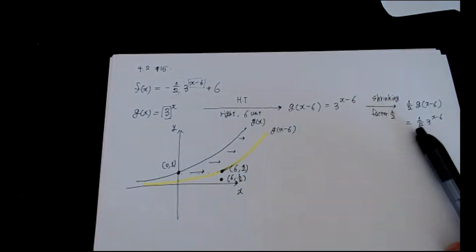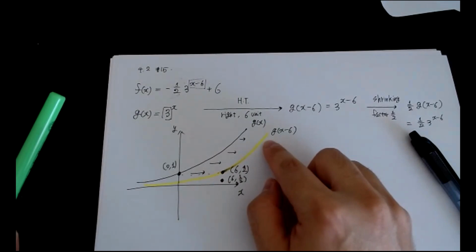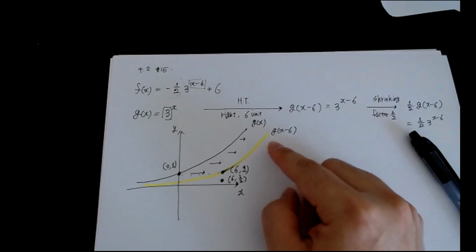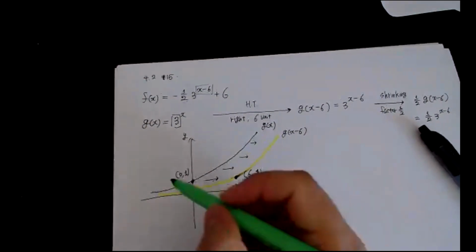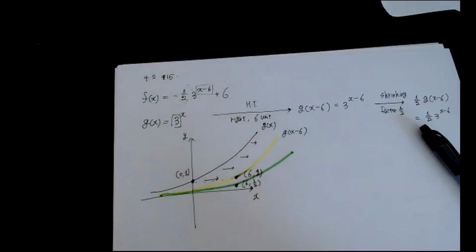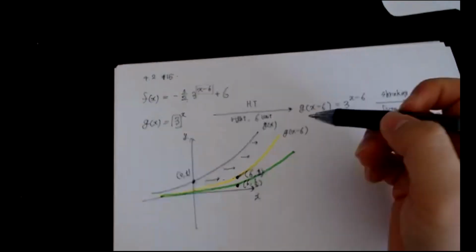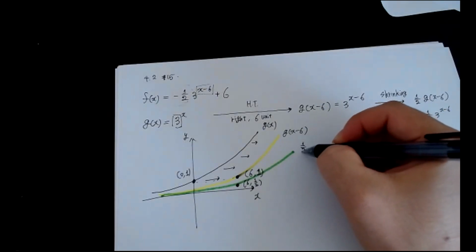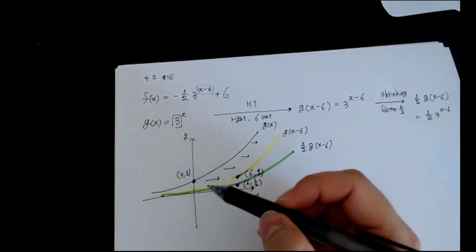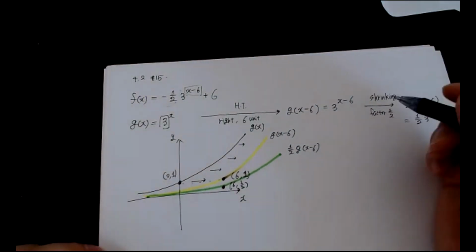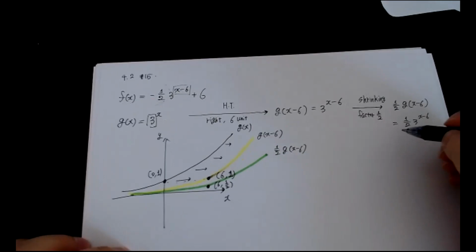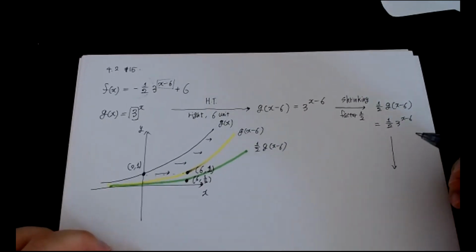Okay. Not only that point, but every single point on the graph of g of x minus 6, their y coordinate will be shrunk by 1/2. So the graph must be like this. But keep in mind the graph of 1/2 times g of x minus 6 will never touch the x-axis. Okay, keep in mind this. So now the next one. Next one is what? Negative, right?